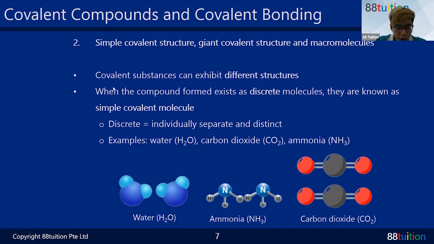When the compound exists as discrete molecules, they are known as simple covalent. Discrete means you can separate one molecule from the other one. So things like water, you know that water is going to be H2O, H2O, H2O. It doesn't form a very, very big structure. It's just a simple H2O. So if you're able to separate these 2 molecules out, this is called simple covalent. Later when you see the structure of others that is not simple covalent, then you know the difference already. Things like carbon dioxide and ammonia are all simple because you can see here very clearly one molecule, one molecule, one molecule, one molecule.